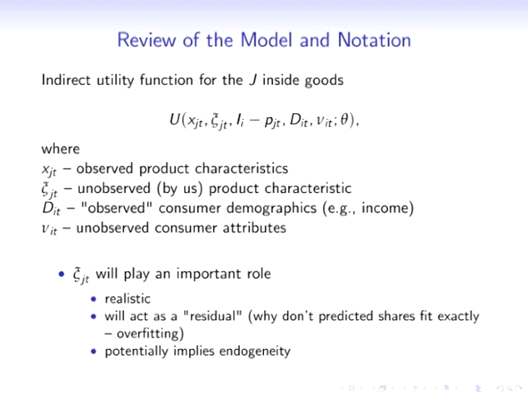Okay, so with that in mind, let me quickly review the model and the notation, because most of this was in Ariel's slides, but maybe in a slightly smaller font. Let me go through it quickly and make sure we're on the same page in terms of notation. We're going to work in characteristic space, and the starting point is the indirect utility from the J inside goods. The utility is going to be a function of xjt, the observed characteristics. This xijt, which we'll get back to, plays an important role here. That's the unobserved, to us, product characteristics. Everyone in the market is assumed to observe that.